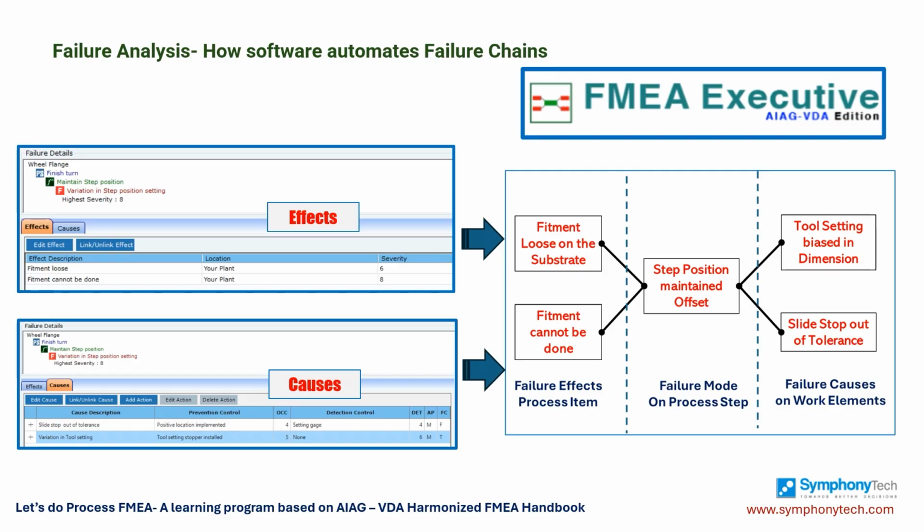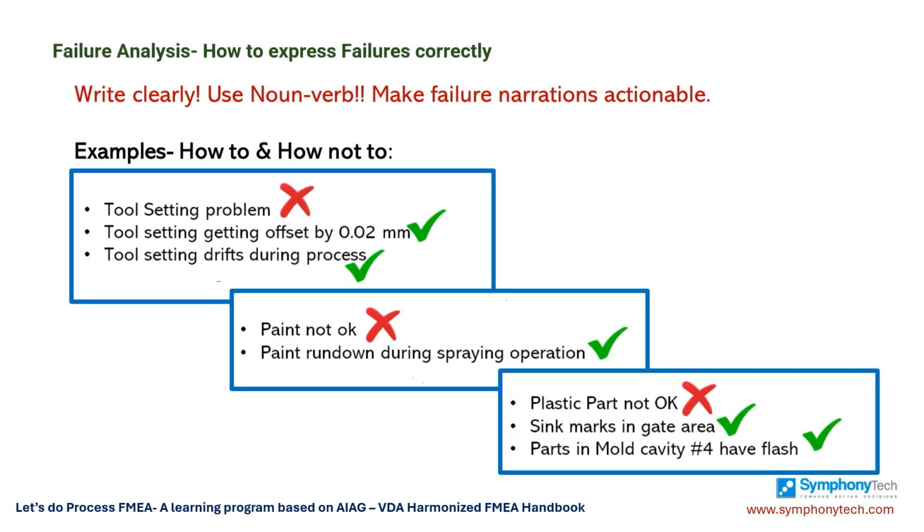When we do failure analysis, the goal is simple. Find out what went wrong and make sure it doesn't happen again. To do that, we need to write failures in a way that makes them clear and useful. Think noun verb. The noun tells us what failed, and the verb tells us how it failed. For example, instead of saying leak, say seal leaks under pressure. The more detail we give, the easier it is to fix the real issue. So don't just describe symptoms, describe exactly what's failing and how. That's what makes it actionable for the FMEA team.